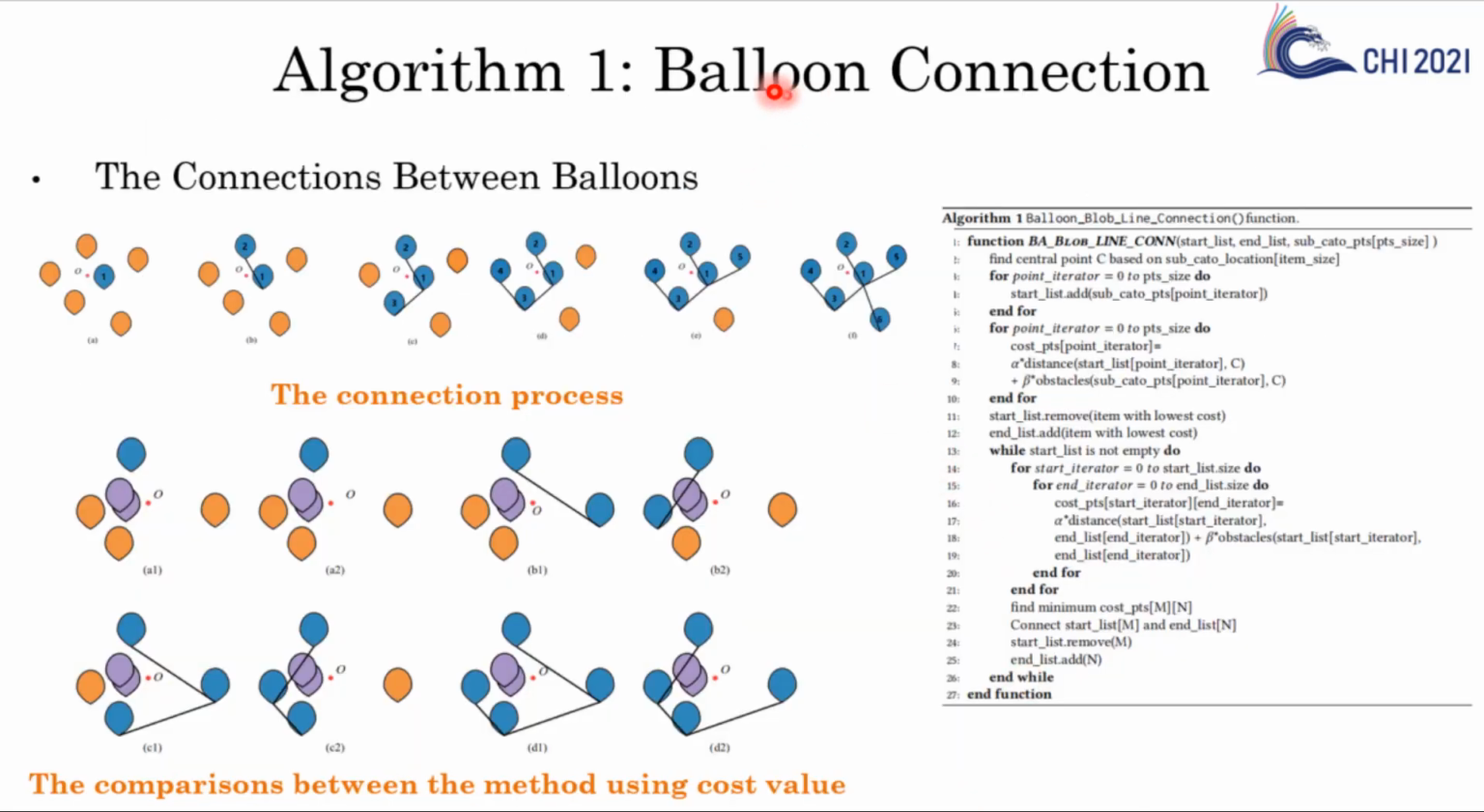First, we use the blob algorithm. The red point O represents the central point, the color orange represents the start state, and the color blue represents the final state.